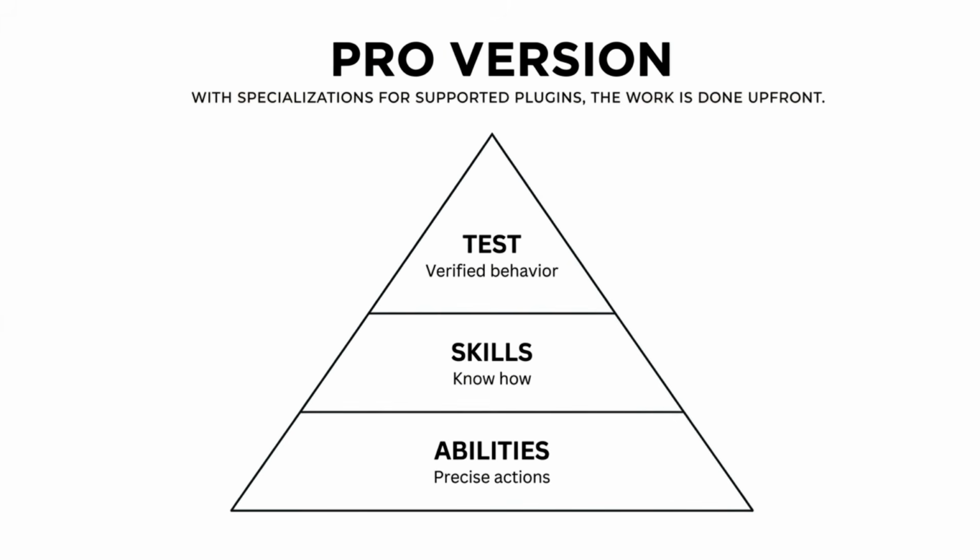For each supported plugin, we do the work up front. We build the abilities, that is the precise actions that the agent can take. We write the skills, that is the know-how for how that plugin should be handled. And finally, we test them, so they behave the way they're supposed to. So in this case, the agent no longer has to figure the tool out. It uses our tested skills and abilities directly.